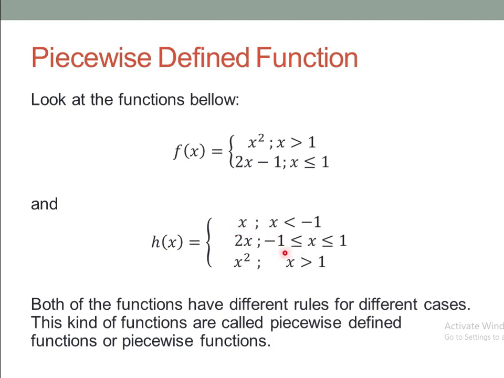If the input is in between minus 1 and 1, then multiply this input by 2. If the input is greater than 1, then square it. One function but three rules for three different conditions. Both of the functions have different rules for different cases. This kind of function is called a piecewise defined function, or you may call it a piecewise function.